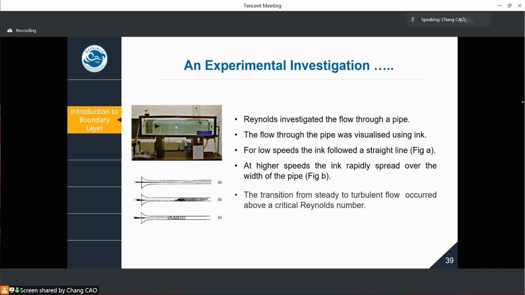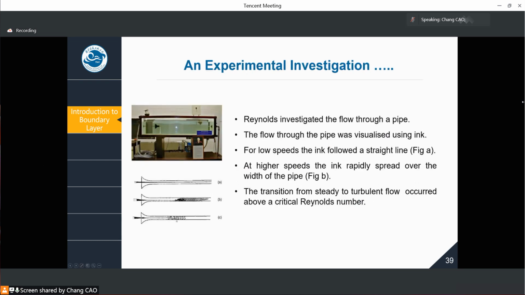Okay, so for figure C, we find that the transition from steady to turbulent flow occurred above a critical Reynolds number. And for figure C, we found that for even higher speeds, the flow becomes much more turbulent. So from figure A to figure C, we can see a transition from steady to turbulent flow. Okay, and we usually note that above a critical Reynolds number, the flow turns from the steady one to the turbulent one.